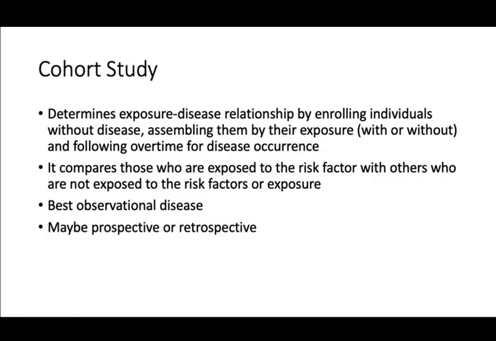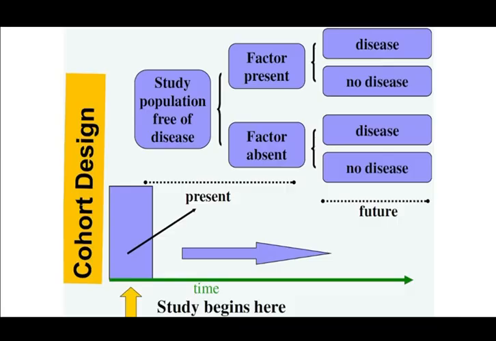Now, let's go to cohort study. It determines exposure-disease relationship by enrolling individuals without the disease, assembling them by their exposure, and following over time for disease occurrence. It compares those who are exposed to the risk factors with others who are not exposed to the risk factors or exposure. It is known to be the best observational study to observe disease. May be prospective or retrospective.